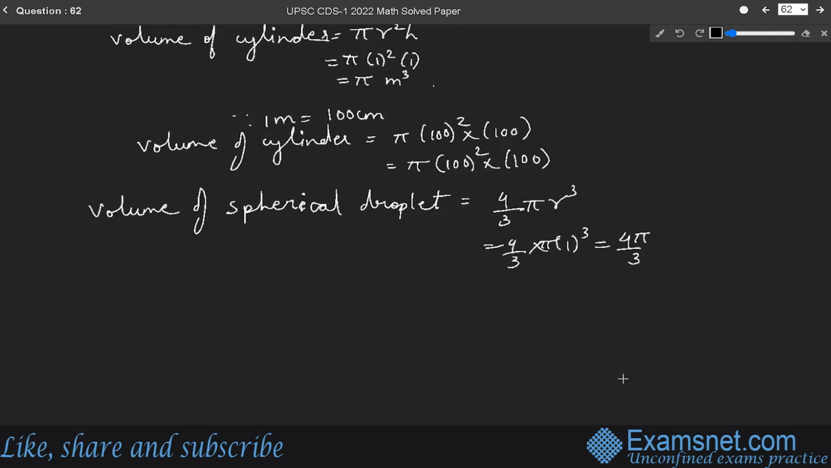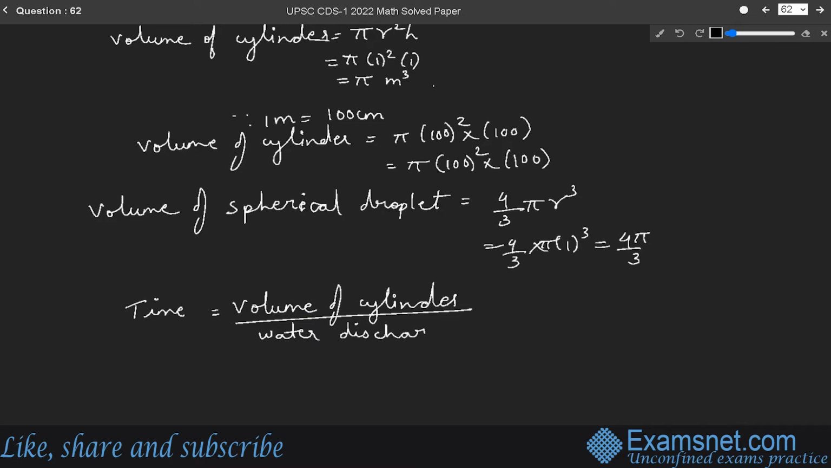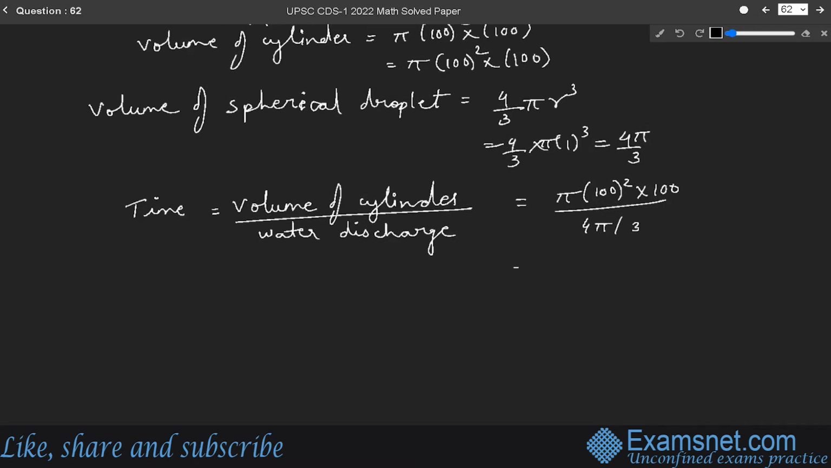Now, let us find the time required to empty the tank. So, time will be equal to volume of cylinder upon water discharge, which will be equal to pi into 100 square into 100 upon 4 pi by 3. On further solving, it will be equal to 75 into 10 to the power 4 seconds, because it is time. Now let us convert it into hours.